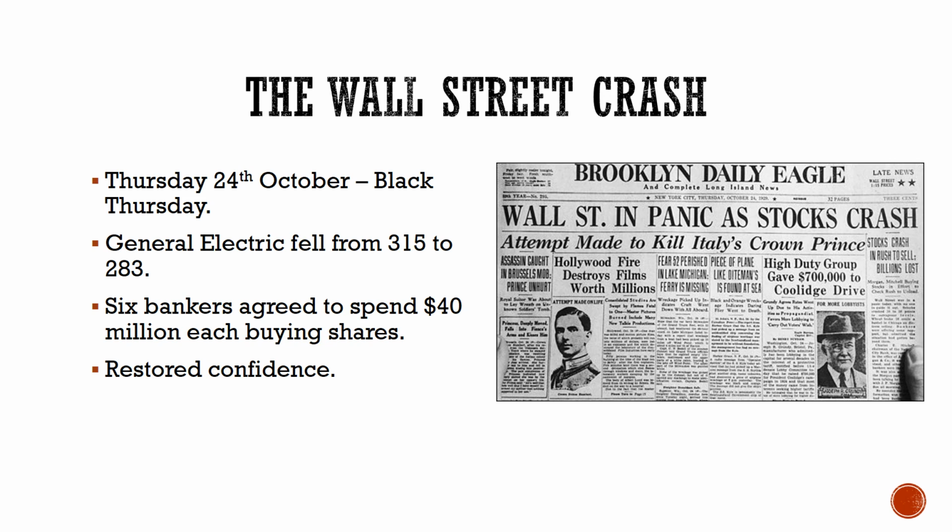So in response, 6 rich bankers met and agreed to spend $40 million each buying shares. They did this because they thought that would restore confidence in the stock market and encourage other people to do the same, although on a much smaller scale. And at that point, the crisis seemed to be over. People believed that it had been nothing more than a blip in the stock market and that ultimately prices would keep rising.